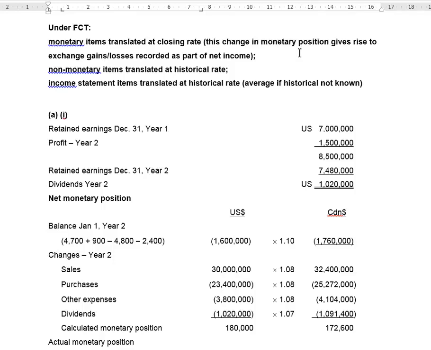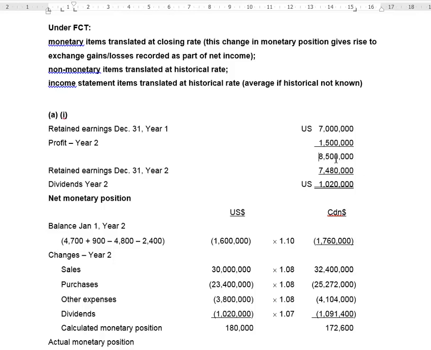Now, we know in this question that there were some dividends that were declared and paid on September 30th, year 2, but we aren't given the amount of the dividends. We can work with the opening and closing balances of retained earnings along with the profit that the sub earned in year 2 in order to calculate what the dividends were. So we know that our retained earnings at the beginning of the current year, year 2, were 7 million US. We add in profit of 1.5 million, which was given in the question. We can see so far we have sitting in retained earnings 8.5 million. But we also know the ending balance of retained earnings is 7.48 million US.